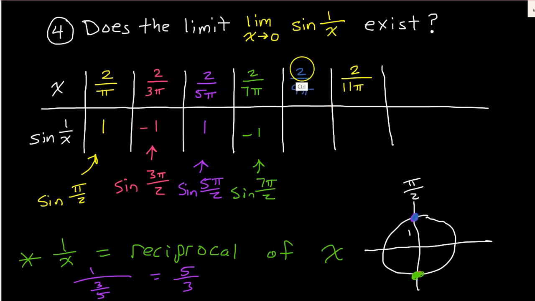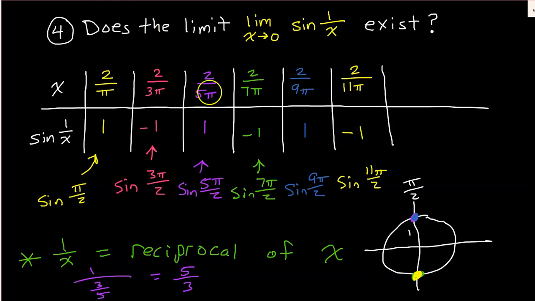All right, the reciprocal of 2 over 9 pi is going to be 9 pi over 2. And the sine of 9 pi over 2 is back at the top at +1. And this is going to go on forever. So just one more time, the reciprocal of 2 over 11 pi is going to be 11 pi over 2. And 11 pi over 2 is back down here at the bottom, back down here at -1.